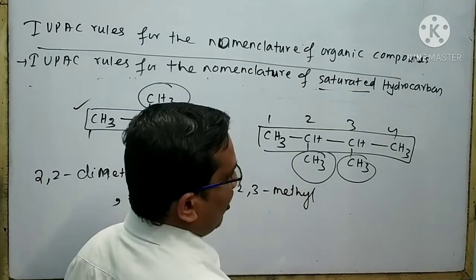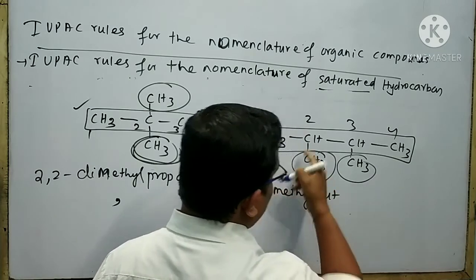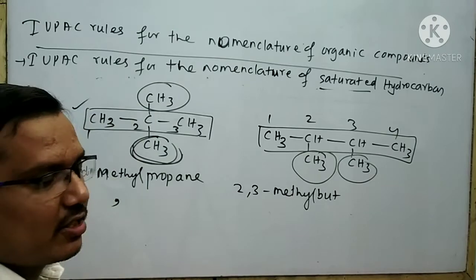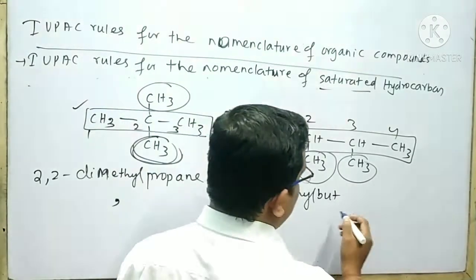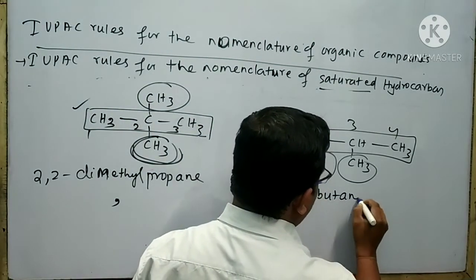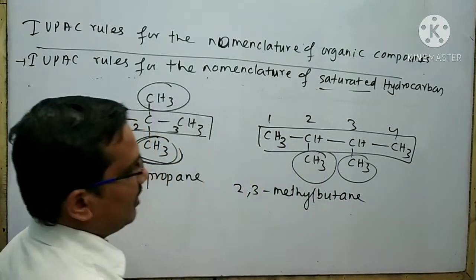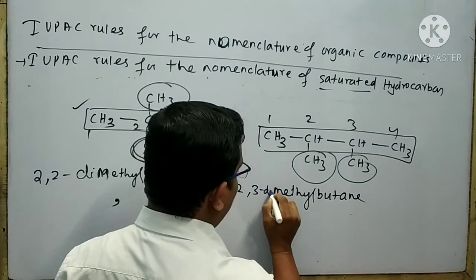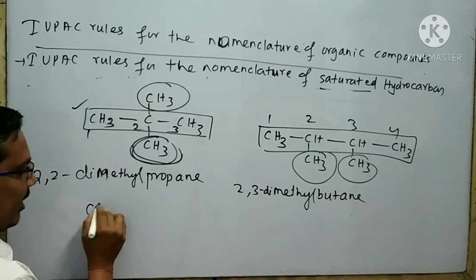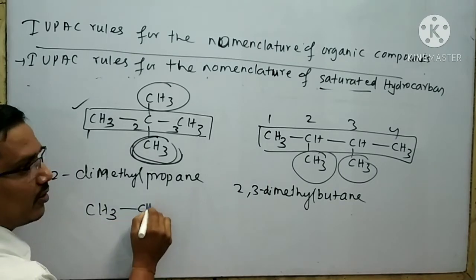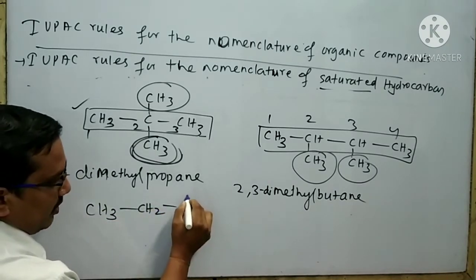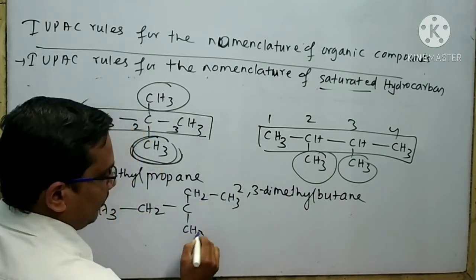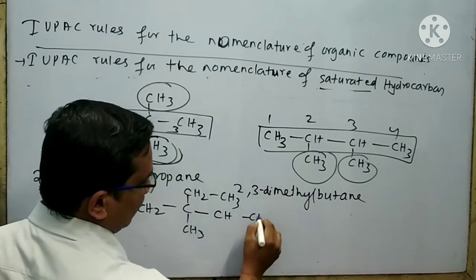For this compound, the word root is but. Look at that, the carbon atoms present in the parent chain are attached with each other through single bonds, so it is bound to write ANE. Finally, the name of this compound is 2,3-dimethylbutane.